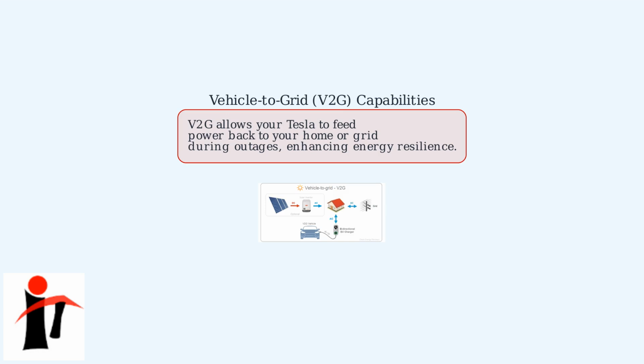Looking ahead, Tesla wall connectors are increasingly integrating with smart grids for efficient energy management and reduced grid strain. This smart integration allows the charger to communicate with utility providers and adjust charging based on grid conditions. Vehicle-to-grid, or V2G, capabilities are emerging, allowing your Tesla to feed power back to your home or the grid during outages. This bidirectional power flow enhances energy resilience and can provide backup power for essential appliances.